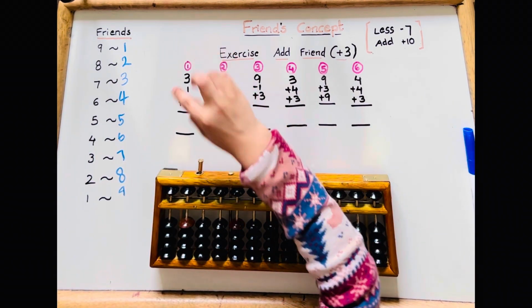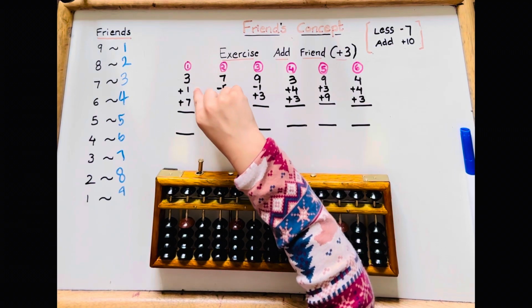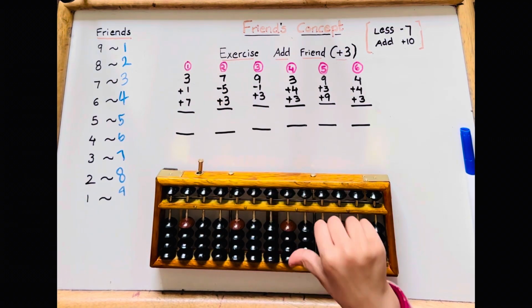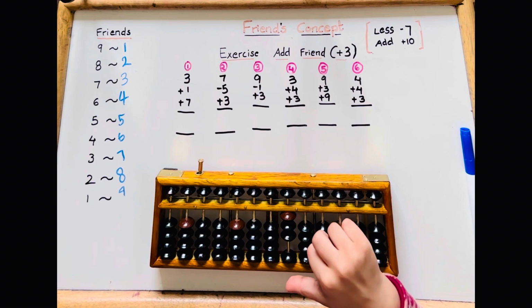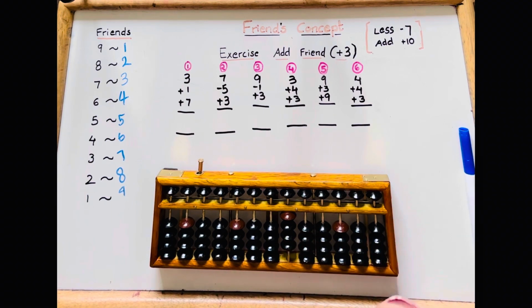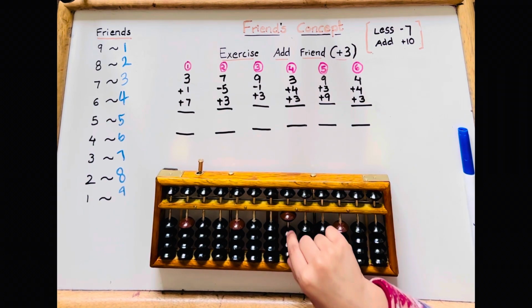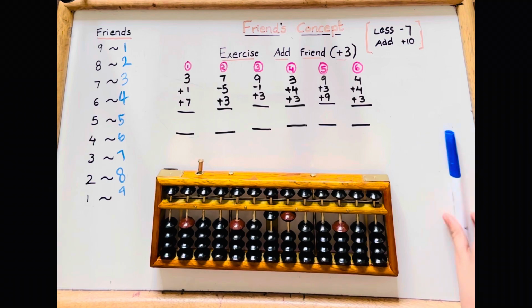Let's do first sum. Three plus one plus seven. Three. There's the one. And add seven. So there's no add seven. So minus three, add ten. The answer is 11.